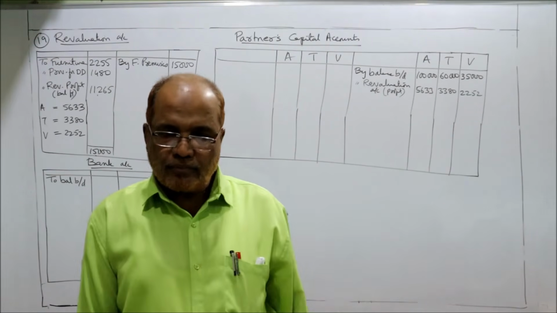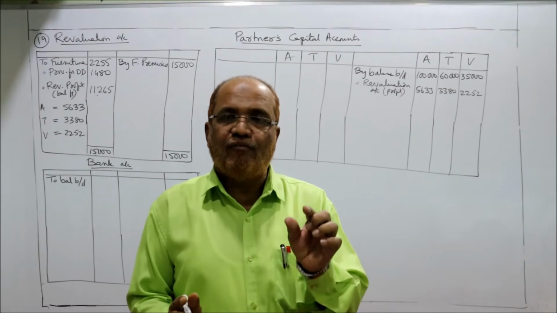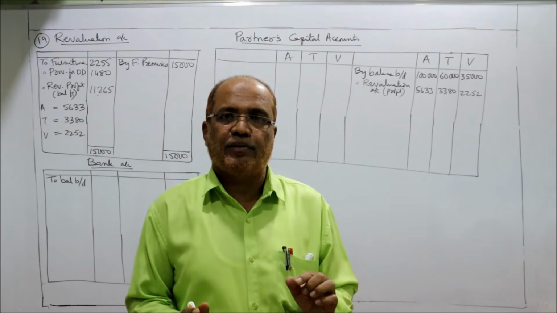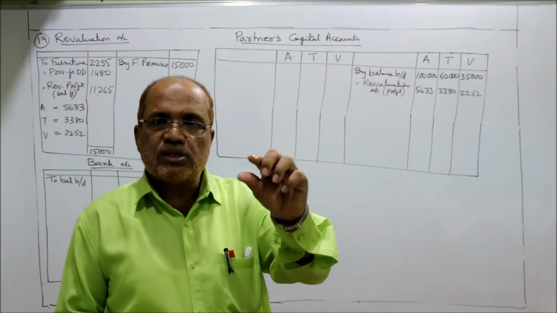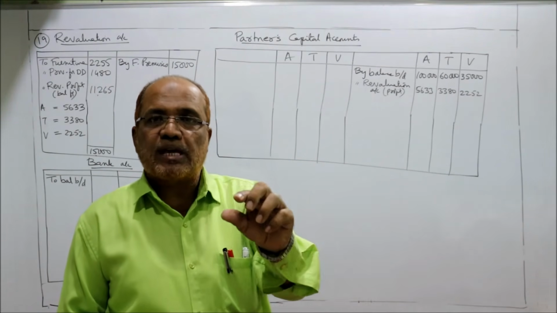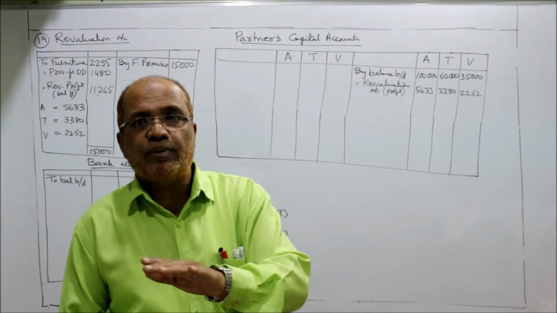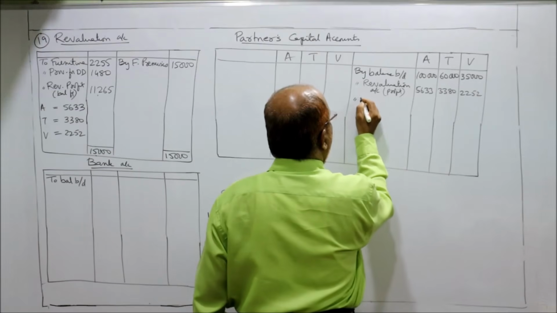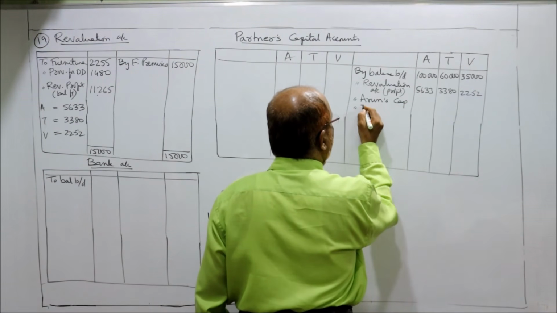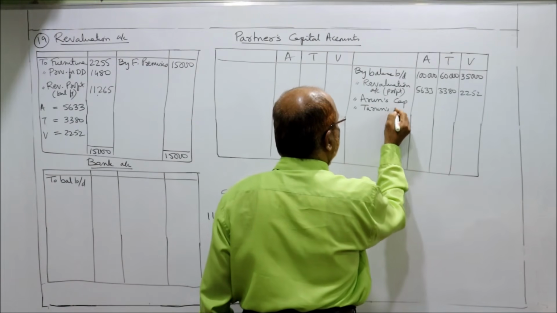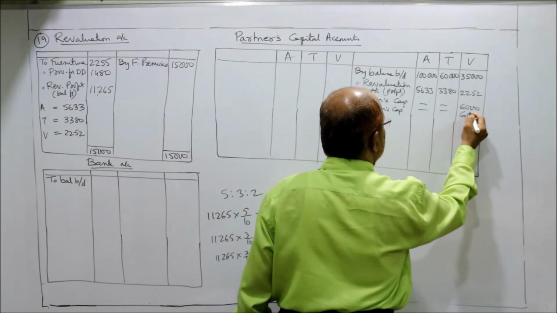Now it is given that the share of goodwill of Varun is 12,000 rupees. The entry is Arun's capital account debit, Tarun's capital account debit to Varun's capital. So Varun's capital has to be credited, by Arun's capital, by Tarun's capital, 6,000.